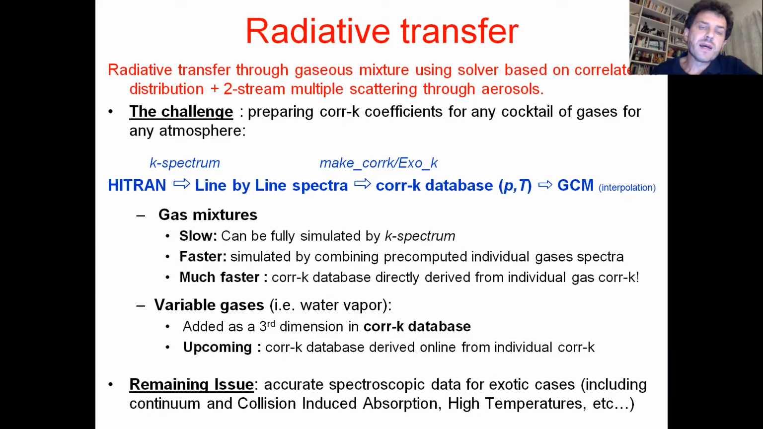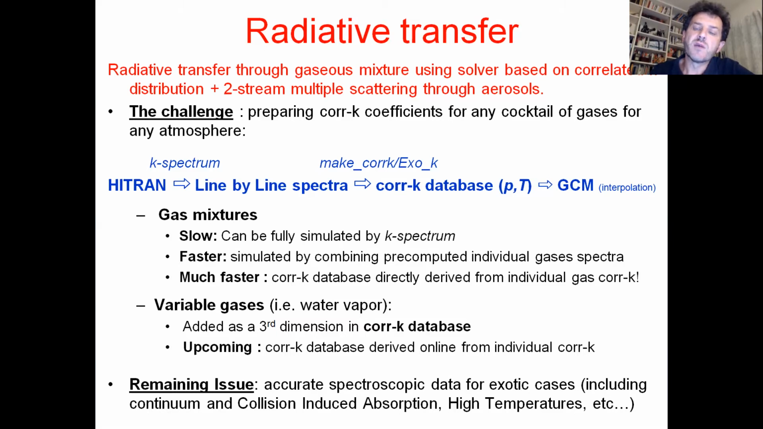To make that easy, we designed a set of tools that start from the HITRAN spectroscopic database. You use a tool that we call K-spectrum that allows us to simulate line-by-line spectra for various pressure, temperature, composition, and so on. From these line-by-line spectra, using the tool Make K, or more recently a new tool developed by Jérémy Leconte named ExoK, we can compute the correlated K database for various pressure and temperature. It's a grid.